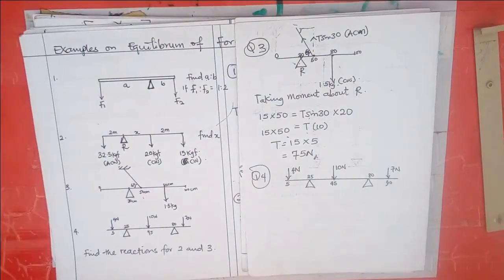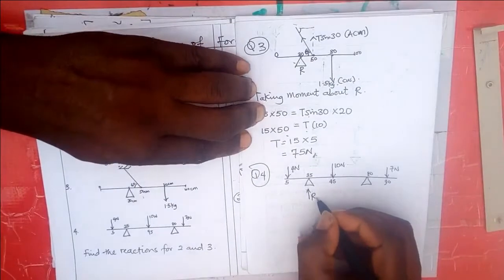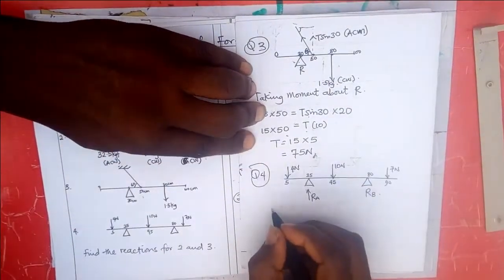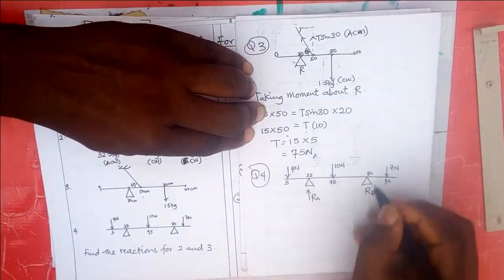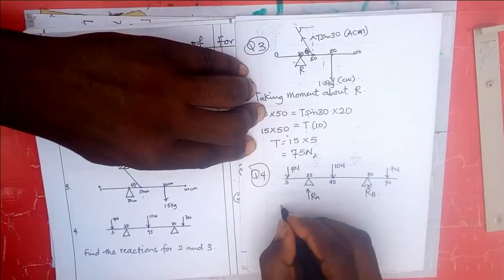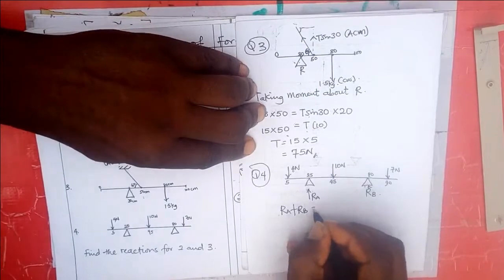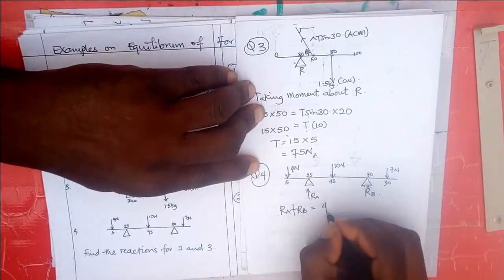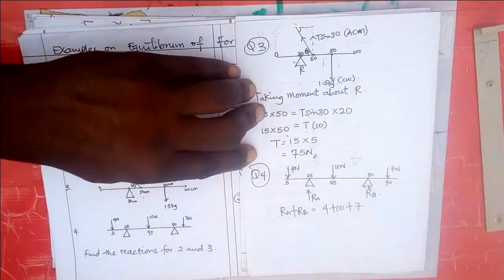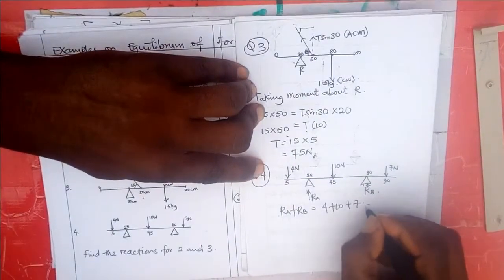So how can we find this? This is very simple. We call the reaction here RA. We also call the reaction here RB. Remember, the sum of upward forces must be equal to the sum of downward forces. So the upward forces, RA plus RB, must be equal to the sum of downward forces, which is 4 plus 10 plus 7, which is equal to 21 Newton.